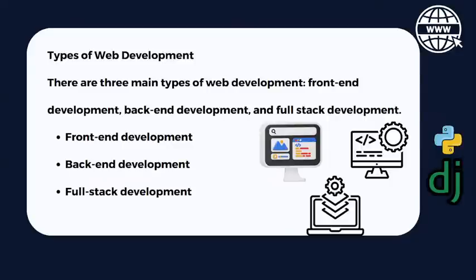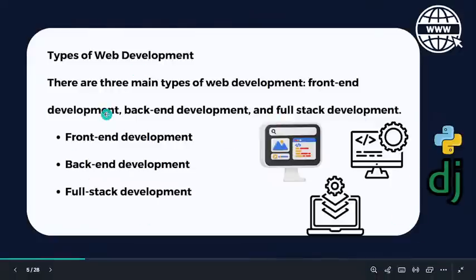Okay, and what are the types of web development? There are three types of web development: one is front end, one is back end, and one is full stack. These are the three main types of web development.